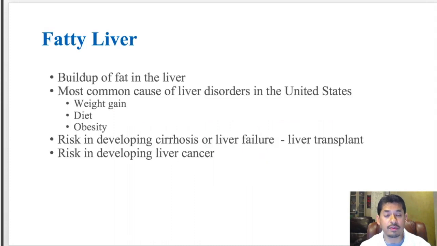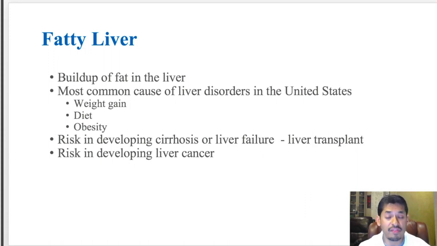So what fatty liver disease basically is, it's a buildup of fat within the liver. Now the problem with fatty liver disease is that it's probably one of the most common reasons to have liver problems in the United States. A lot of people have inflammation of the liver, or the liver enzymes are elevated because of fatty liver disease. And this is due to either weight gain, diet, obesity, or a combination of all three.